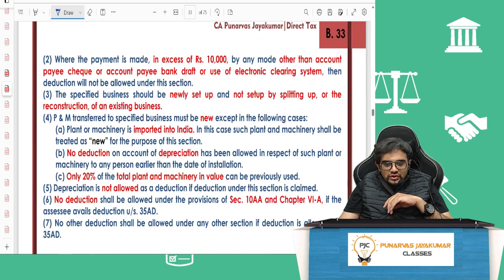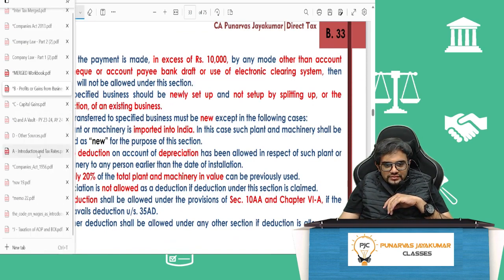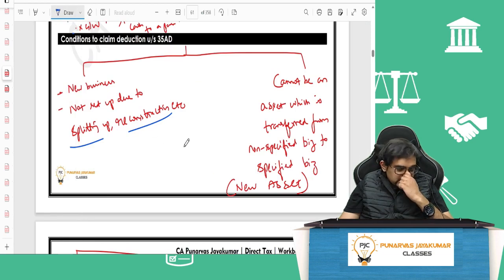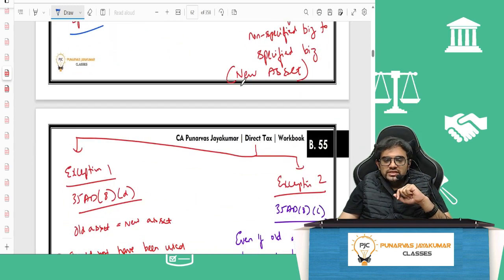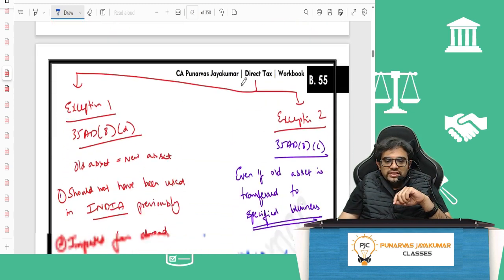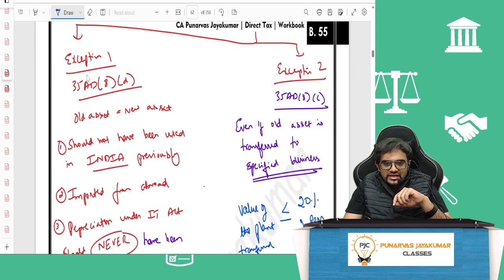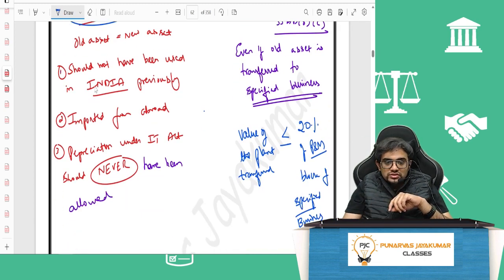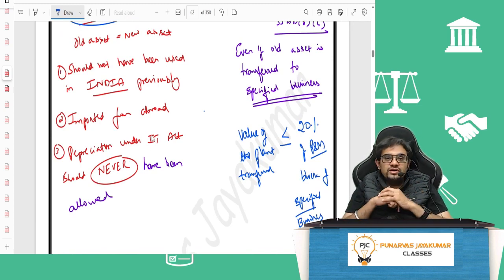Right. So as I told you, coming back to our chart, yes, it should be a new business, should not be set up due to splitting up, reconstruction, etc. of an old business. It cannot be an asset which is transferred from a non-specified business to a specified business, and should be a new asset. But there are two exceptions to the new asset concept. Exception number 1, 35 AD(8)(d), which says an old asset will be deemed to be a new asset if, first of all, it should not have been used in India previously. Second, it should be imported from abroad. Third, depreciation under the Income Tax Act should never have been allowed before.